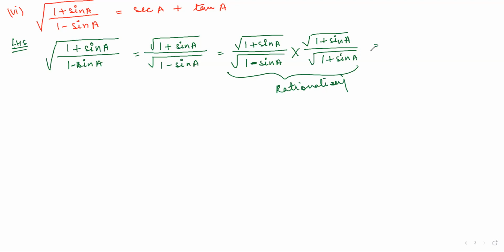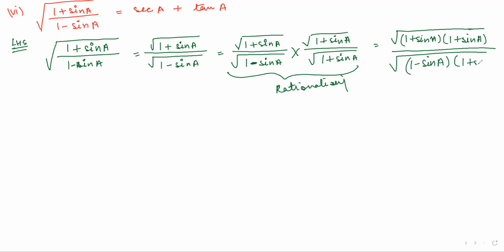Okay, so now in the numerator, I have square root of 1 plus sine A into 1 plus sine A, so I can bring both of them in the square root. And here I have 1 minus sine A into 1 plus sine A. Correct? Okay, Abdullah, where are you? Ma'am, my net is lagging. Can you hear me? Yes, I can hear you.